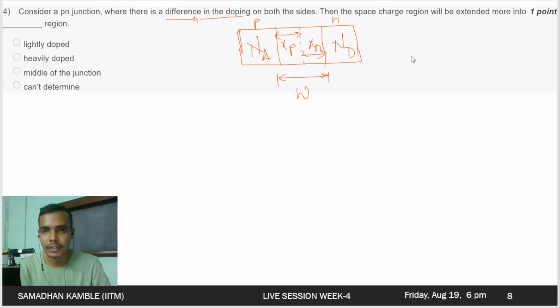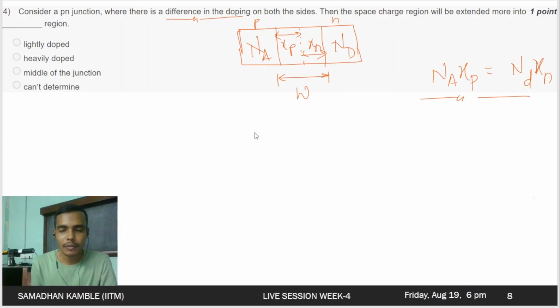For this we can apply a simple fact that the product of the doping concentration times the depletion width in that particular region should be equal to the product in the other side, Nd times xn. This is because under the equilibrium condition, charge has to be balanced on either side of the junction. So this condition we can use to determine the region into which the space charge region will be more extended.